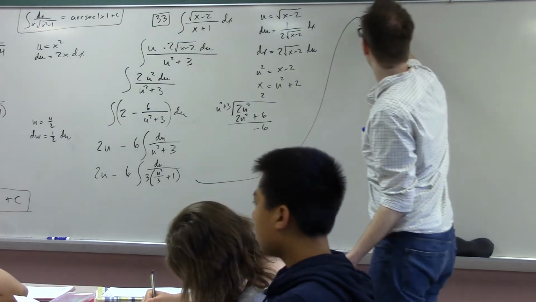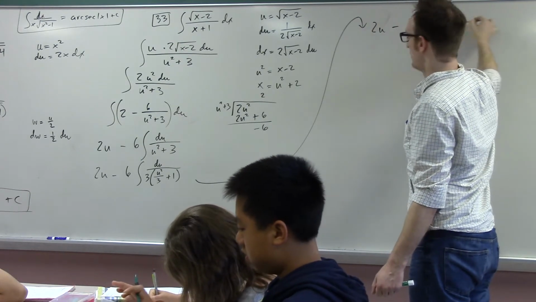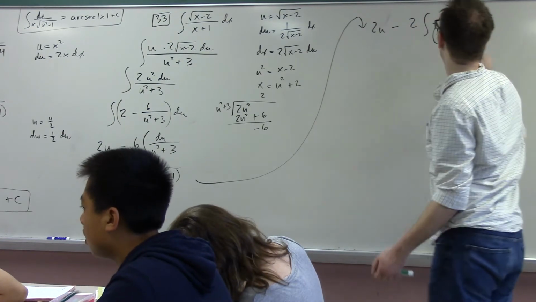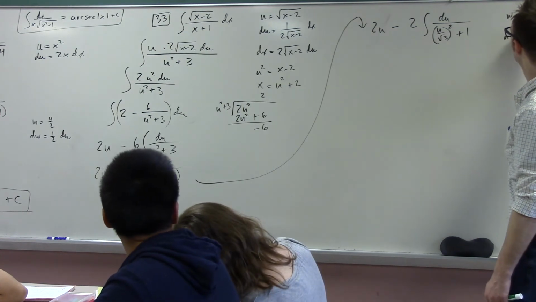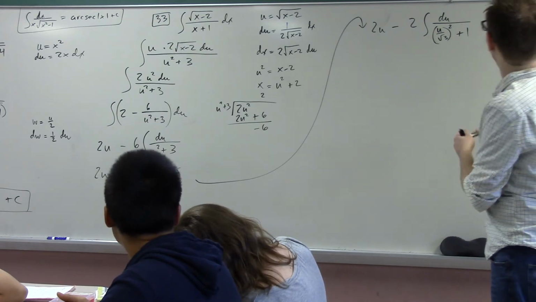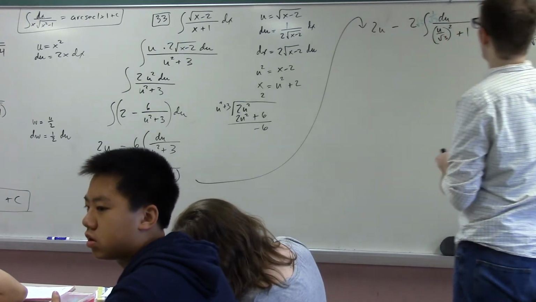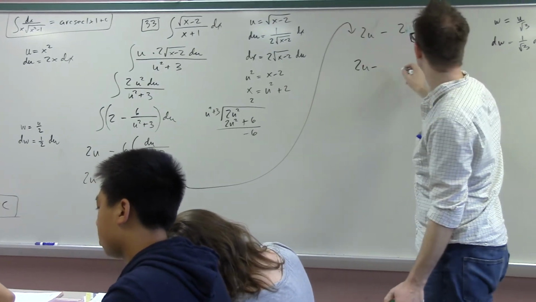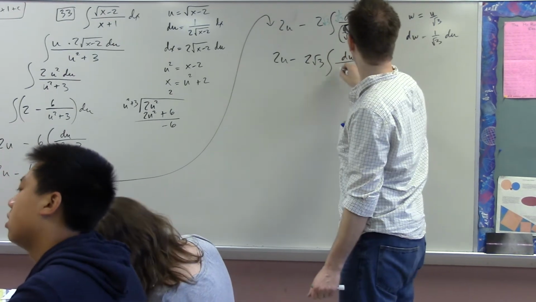And then, so I get 2u minus 2 du over (u over root 3) squared plus 1. So finally, I let my w be u over root 3. dw is 1 over root 3 du. I need a 1 over root 3 up here, and I undo the damage with the root 3 on the outside. So this becomes 2u minus 2 root 3 antiderivative dw over w squared plus 1.